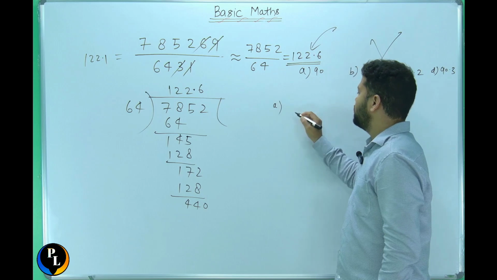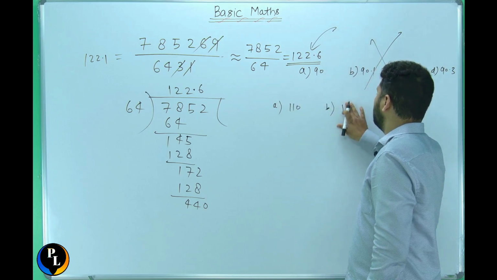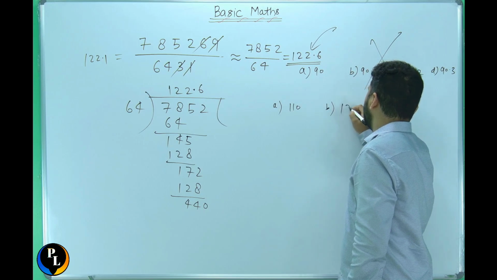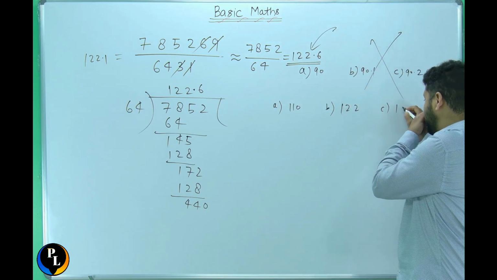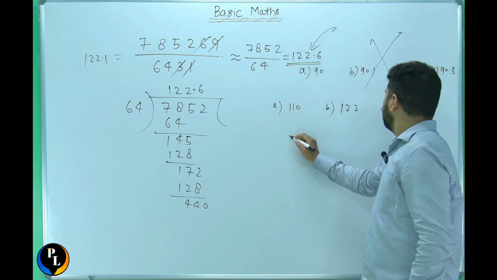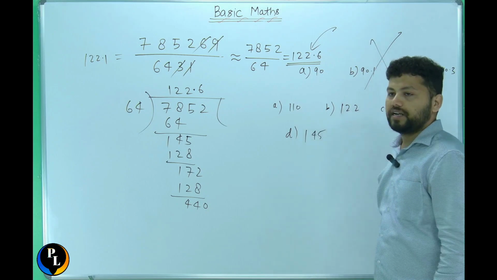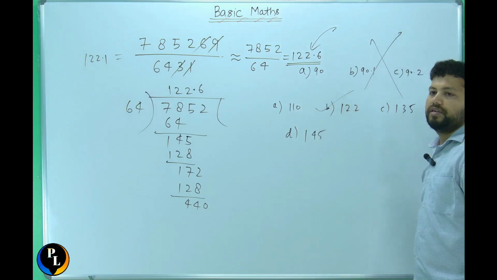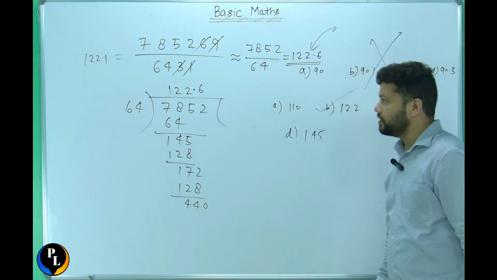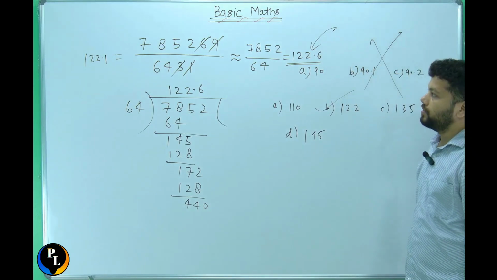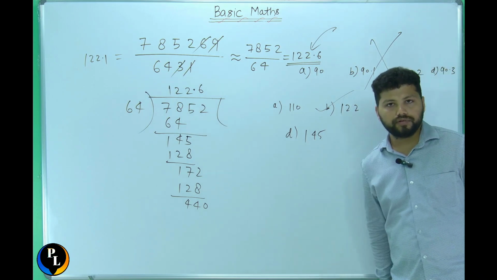Suppose the first option 110, second option 122, third option 135. The last option they can give 140 or 145, like this. Clear? So our answer will be 122 approximately. Okay. Now you can note down this one.